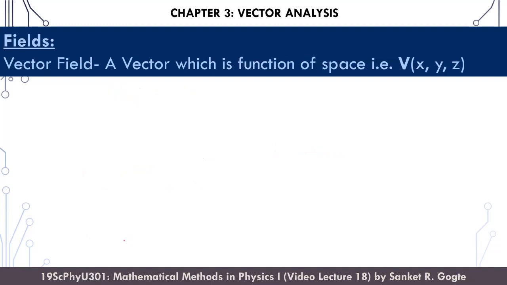Now let's consider a vector field. This is a vector. A vector field can be written like this. It is a vector, that means it has three components: x component, y component, and z component. And each component of this vector depends on x, y, z. So each of these components is a function of space, and therefore there are three numbers associated with this vector field at any given point in space.